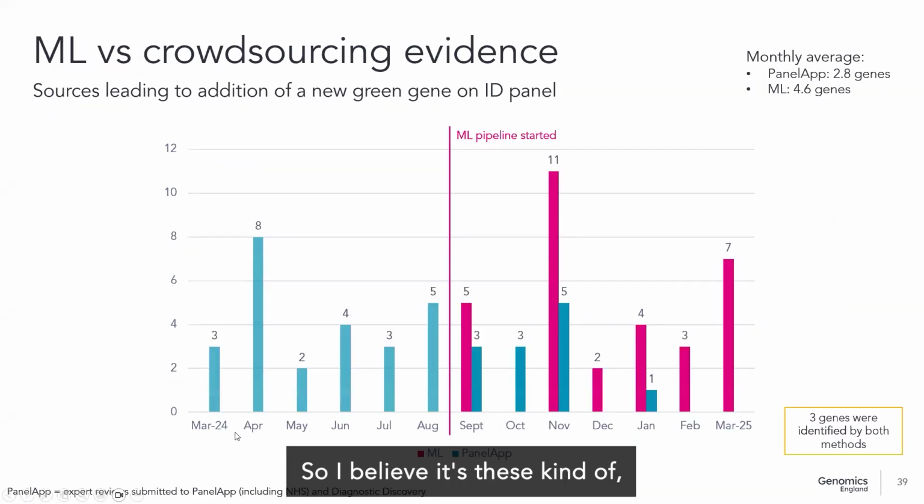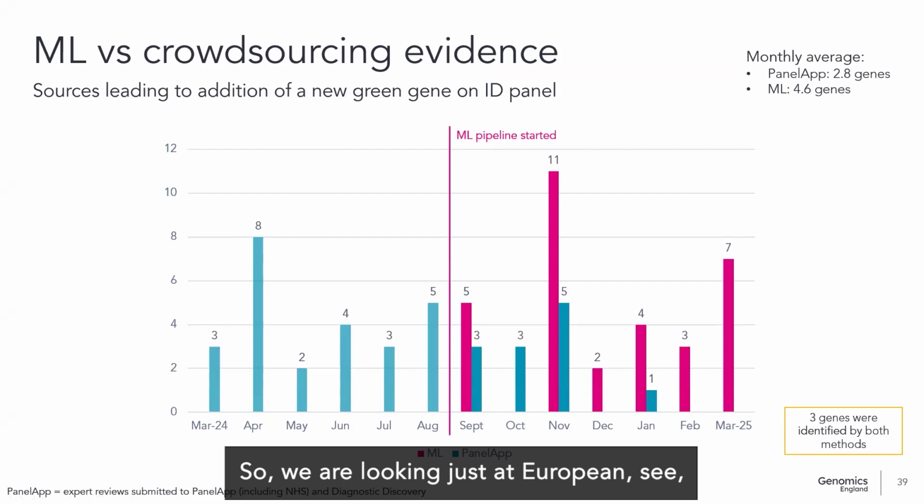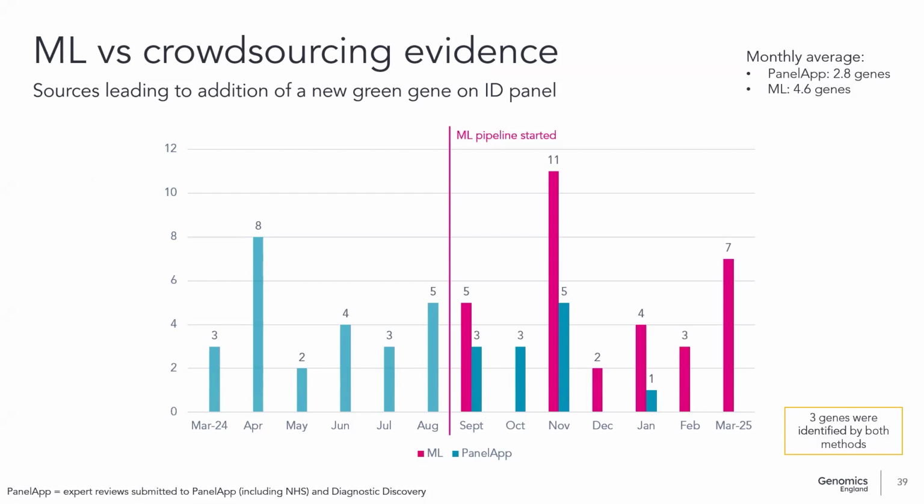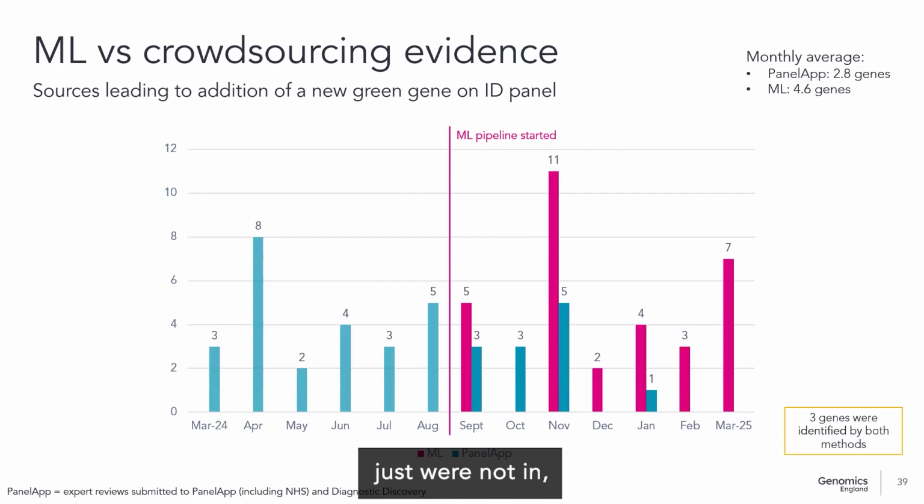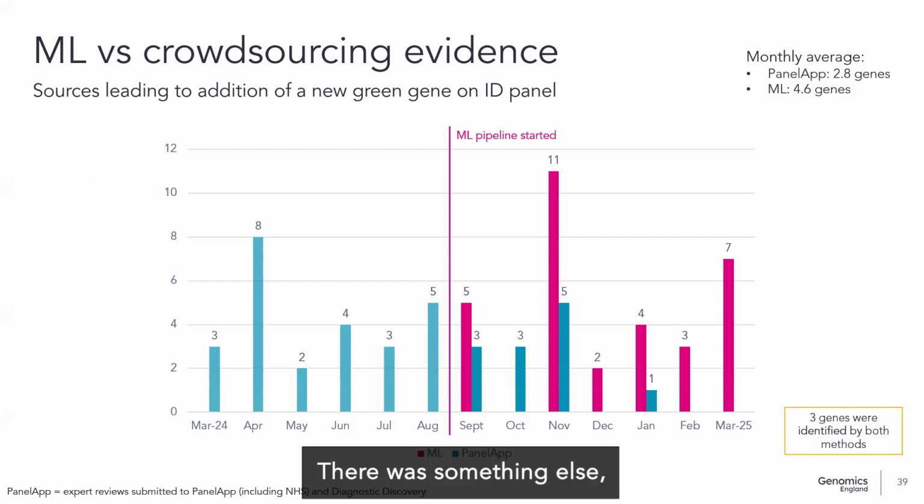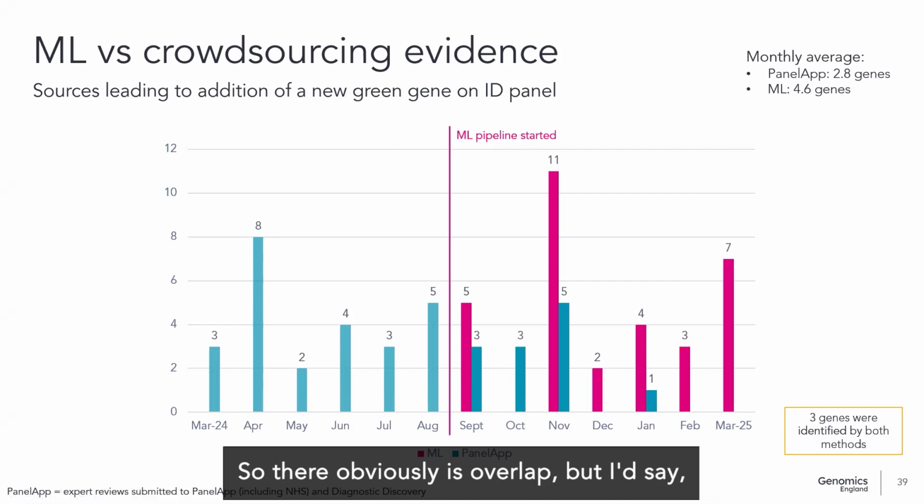So I believe it's these papers that were suggested through other sources. We are looking just at Europe PMC, which is only one source of literature. So it could be because those papers just were not in the resource that we were looking at. But there were some papers that were identified both by machine learning and experts, so there obviously is overlap.